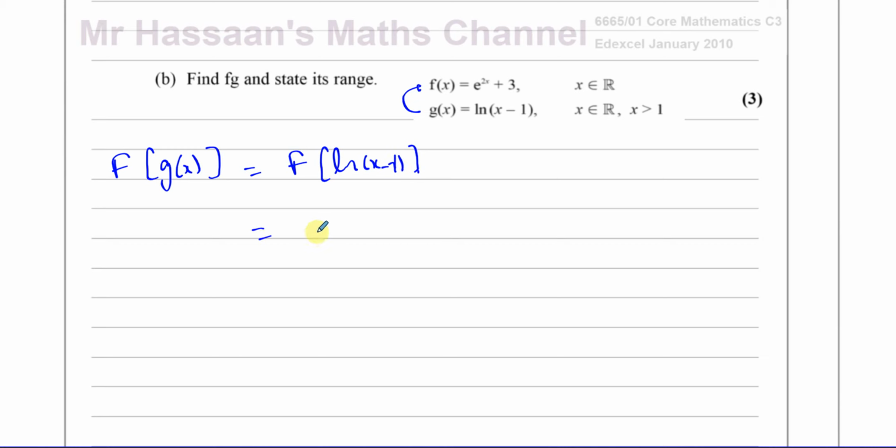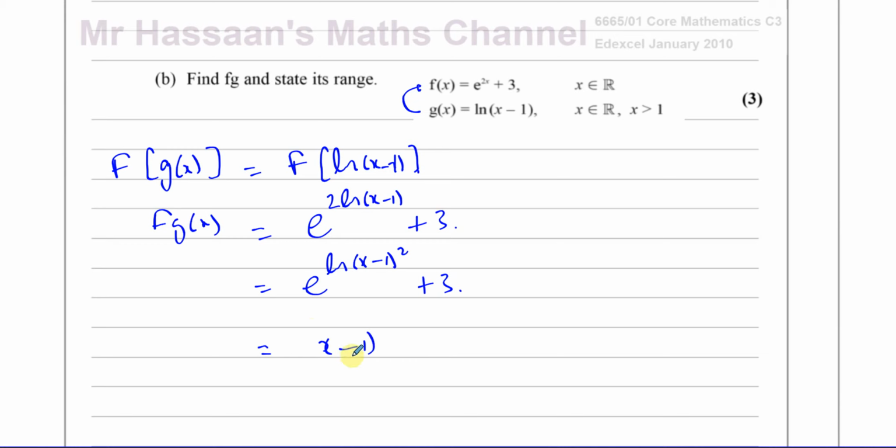So that's going to be e to the power of 2 times ln of x minus 1, and then plus 3. That's fg of x. Now this can be simplified because here we have e to the power of ln of x minus 1 squared. We can use the power law, and understand that this is the same as just x minus 1 squared, because you have a function inside its inverse.